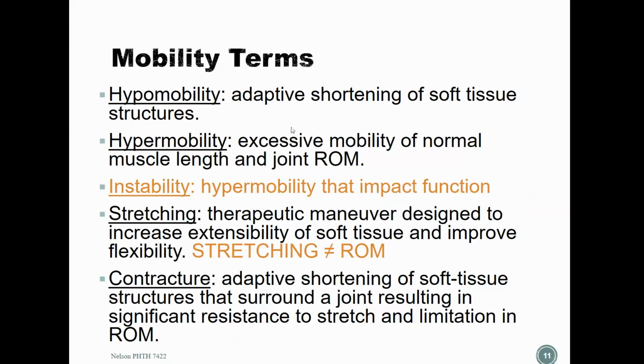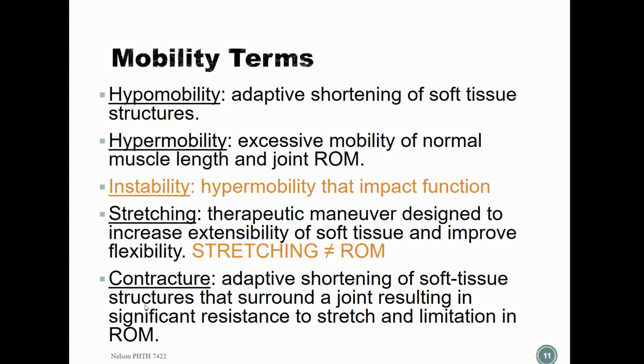Some terms to be aware of: hypo and hypermobility. Hypo means not enough, or adaptive shortening. Hyper is excessive. Hypermobility, you can have excess motion and be normal and functional. So to distinguish hypermobility from instability is key. Instability is a hypermobility that impacts function. Stretching, I want you to be aware that stretching does not equal range of motion. Very often they're put together clinically, but the principles and the purpose are different.